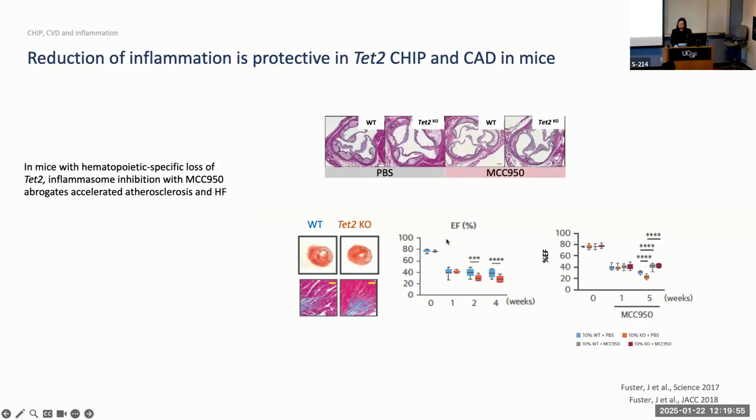This is actually a replication of a figure that I'd shown previously. Here we see that increase in aortic root size in our TET2 CHIP mouse. But when you add MCC950, we see a reduction of that increased aortic root burden. Again, we know that if you have TET2 CHIP mice and you give them LAD ligation and you look at them post LAD ligation, there's increased fibrosis and also a decrease in the ejection fraction. But if they're treated with MCC950, you no longer see that reduction in EF, and that's seen here when you compare the gray bar to the red bar.